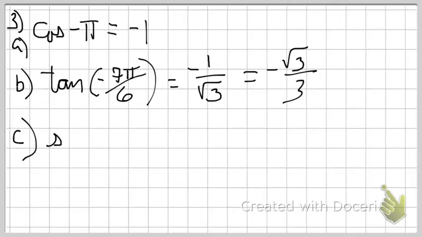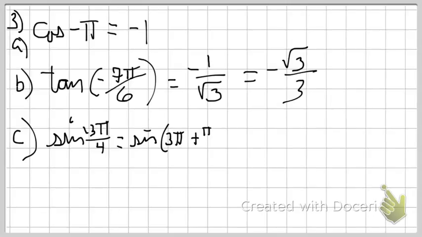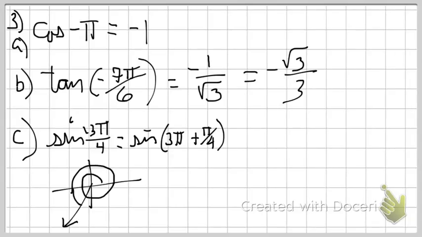C, now the sine of 13 pi over 4. I could think of that as the sine of 3 pi plus pi over 4. If I thought about that, there's 1 pi, 2 pi, 3 pi, and another pi over 4 would put me down in that third quadrant. And the sine of pi over 4 is the square root of 2 over 2, but it's negative because it's in the third quadrant.